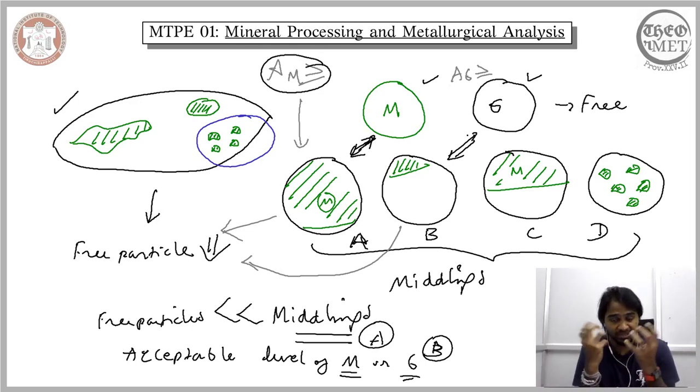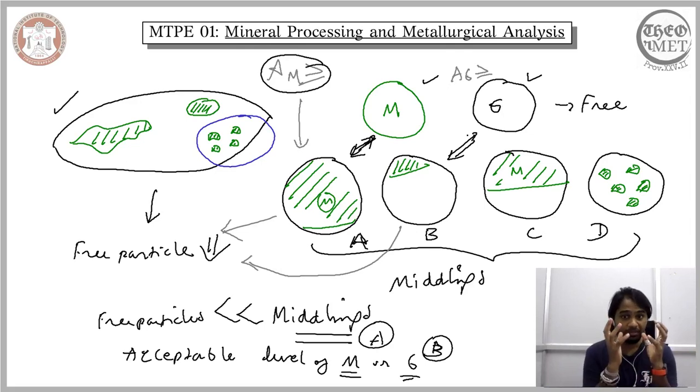In the case of the acceptable level of gangue, the amount of gangue present in a middling like B should be greater than or equal to that level. When it is, you will treat that middling as similar to the free particles. To put it in simple words, when your middling comprises gangue to a certain level or greater, you treat it as a free gangue particle, and the same goes for the mineral particle.